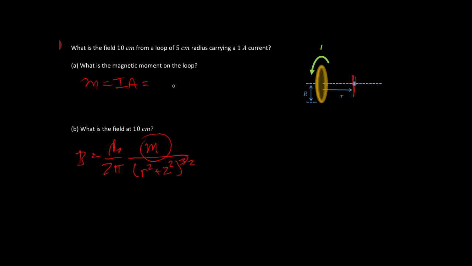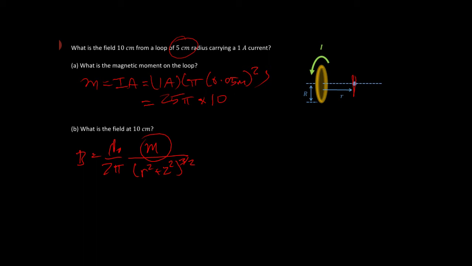In this case, I is 1 ampere, and A is pi times 0.05 meters, or 5 centimeters, squared. Okay, and then we just have to multiply all that out. That's equal to, let's see, that's 25 pi times 10 to the minus 4.